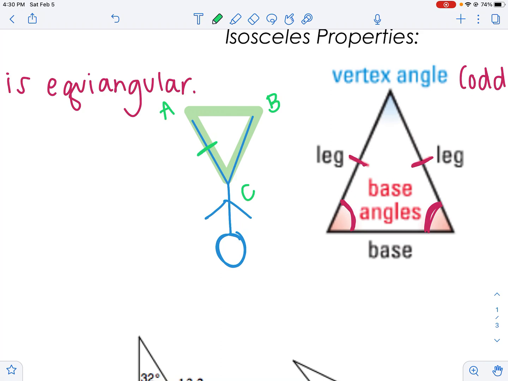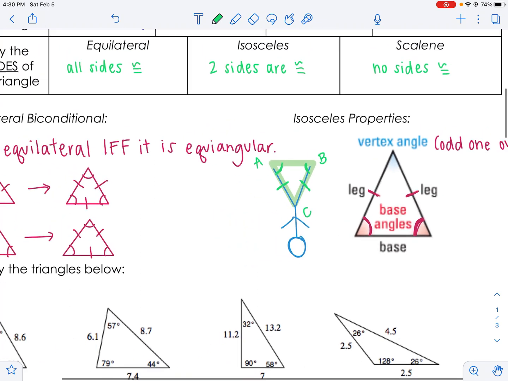Well, if these are our legs, ask yourself in this stick figure, where would his feet go? Hopefully you said A and B. Those are our base angles. Those are our congruent base angles where the feet would go in our stick figure. And we'll do some more examples with that in just a little bit, but just remember that if the legs are the same, then your base angles are going to be the same as well.